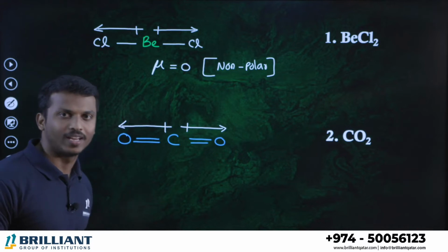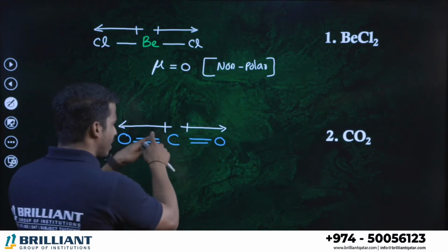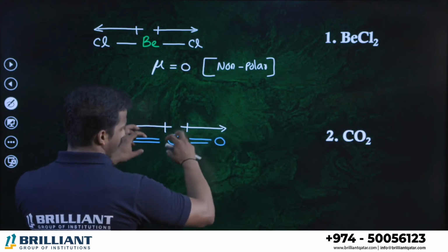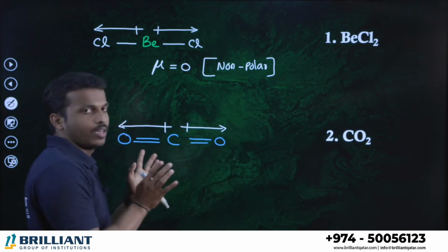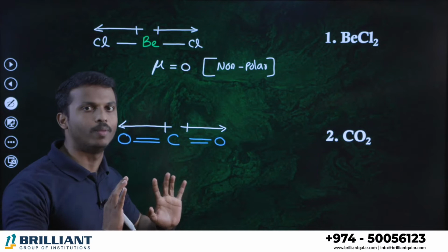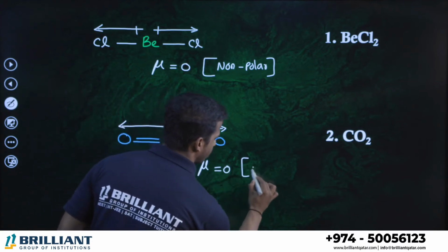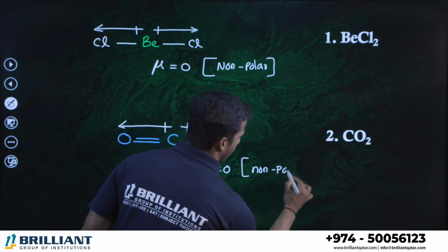Alright. What do you think? As I told you, if it has a linear geometry and the surrounding elements are similar, they will pull with equal strength. So the net dipole moment will be 0. So carbon dioxide is a non-polar molecule.